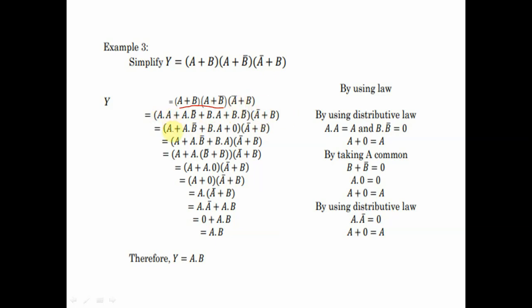Now A into A is nothing but A. We already studied this in the ANDing law. So A plus AB bar plus AB, and B into B bar is nothing but 0, and after the bracket A bar plus B. Now A plus AB bar plus AB, again in bracket A bar plus B. Now in these two terms, which term is common here? A term is common here.